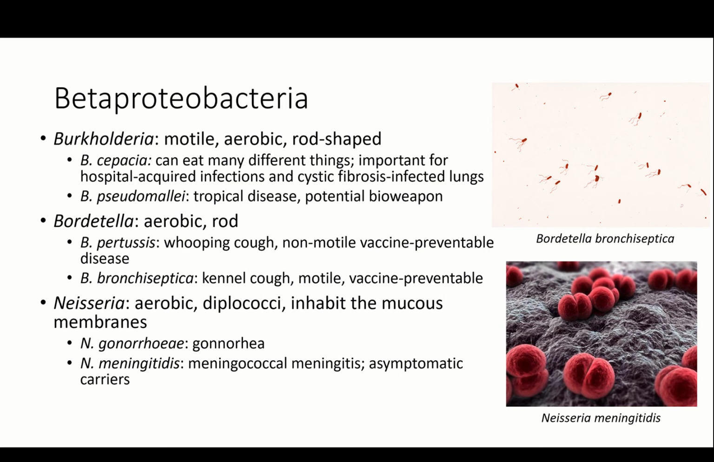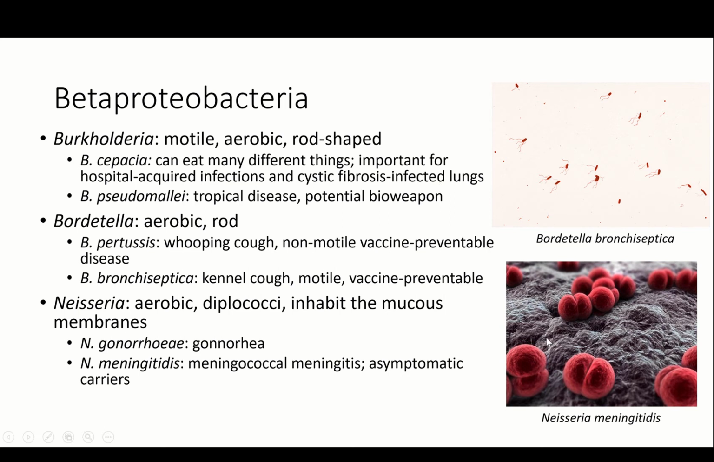Bordetella has two interesting organisms. It's an aerobic rod, and for the Bordetella pertussis, this is what causes whooping cough. This is a non-motile vaccine-preventable disease. So we'll be talking about that in respiratory infections. And then Bordetella bronchoseptica is pictured over here on the upper right. This is a motile organism, and it's the one that causes kennel cough. So if you've ever had to board one of your animals at a boarding facility, they'll often require that you have a kennel cough vaccine, and this is what that is.